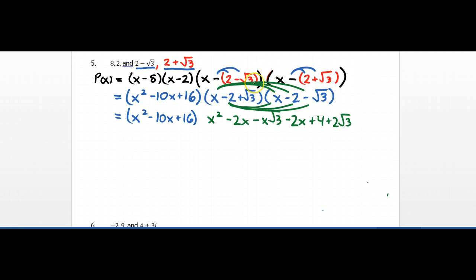And then finally with this radical 3, I get plus x radical 3, minus 2 radical 3, and then I have a positive radical 3 times a negative radical 3. That would just give me minus plain old 3. Okay, so a little bit of lengthy multiplication there. The nice part is a lot of these terms cancel here, so we're going to go ahead and look at those. I'm going to go ahead and bring down again this x squared minus 10x plus 16.